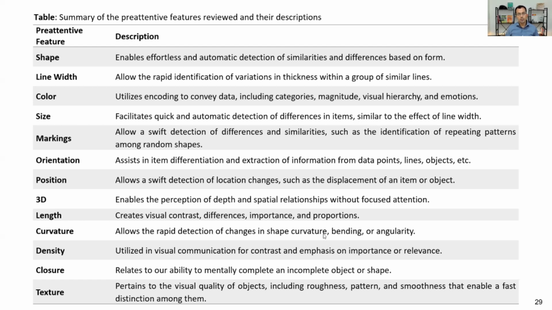Curvature also gives us a sense of bending, of angularity. Density communicates contrast and emphasizes the importance, the relevance, and the presence of something within the visual. The closure is related with the fact that something is either complete or incomplete. When we talk about closure, we understand that something has to fit or should fit within a certain portion of the space. And finally, the texture also allows us to differentiate between different qualities of objects. This is a summary of the 13 preattentive features that we saw previously.